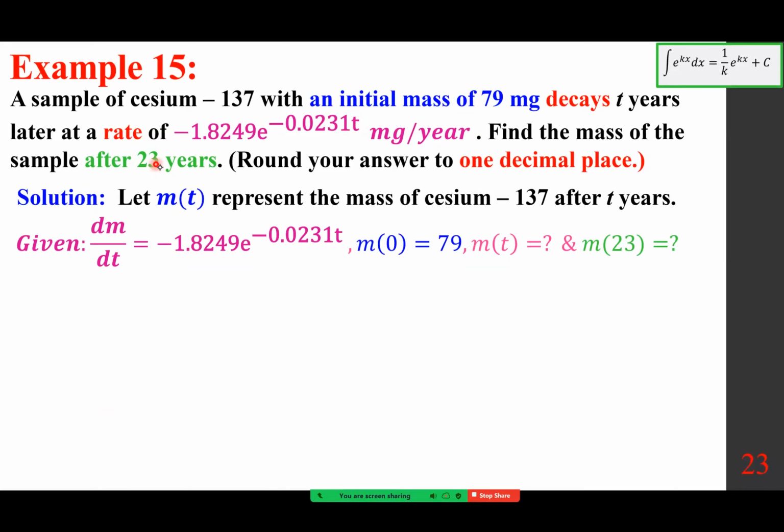So to do so, you put the dt here and you integrate, and this becomes M of t, and this becomes the integral of the same thing with the dt, everybody.